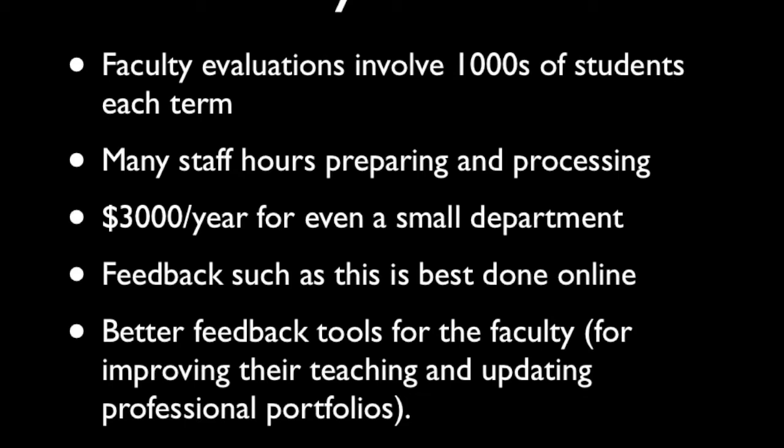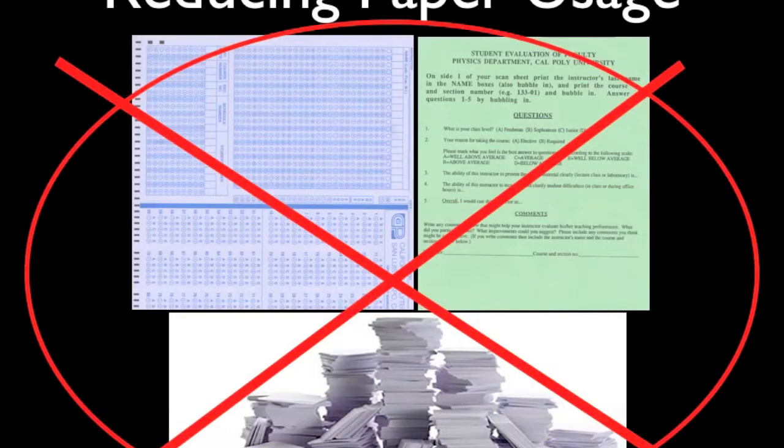And one of the goals also of SAIL is to provide better instructional feedback tools for the faculty. We feel like if we give the faculty the best possible feedback on their teaching performance, they can use this feedback to improve their teaching and also give them an easy way of consistently and constantly updating their professional portfolios. And of course, one of the obvious goals of moving the evaluation system online is to reduce paper usage. One-time expensive Scantron forms can be eliminated, as can the question sheets themselves. And never mind the idea of storing and archiving the evaluations once they're done.